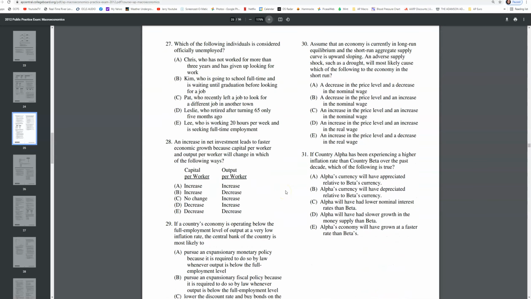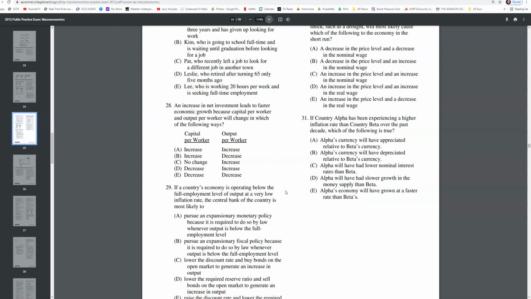28. Now, 28 is very interesting. I had to stare at this one. This is actually a Unit 6 question, which I gave to you on study guides. Under the old macro rules, only 10% of the test questions could come from Unit 6, so they're actually very, very rare. All right, so an increase in net investment.